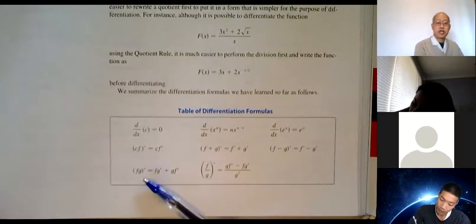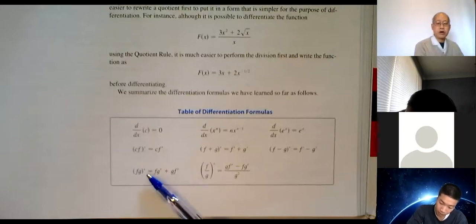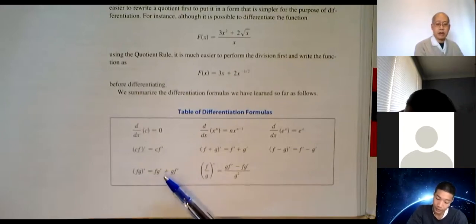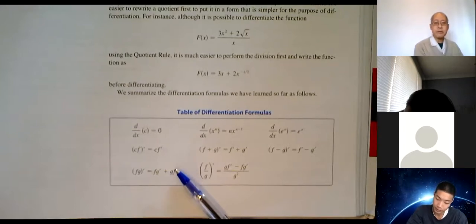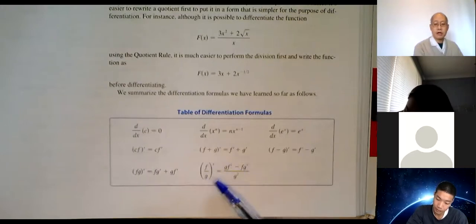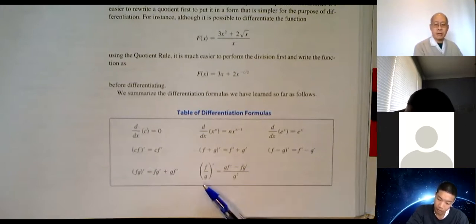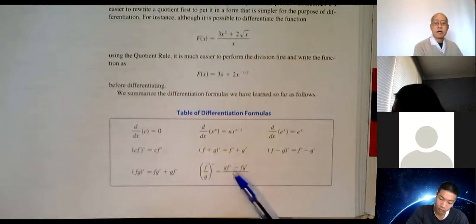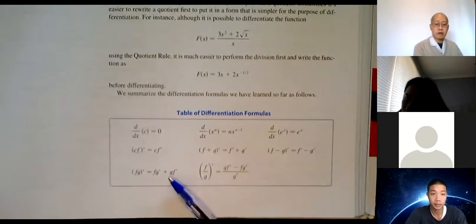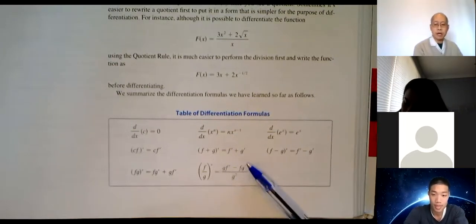But here we go. (fg)' is f g prime plus g f prime. In words, first times the derivative of the second plus the other way around, second times the derivative of the first. And in the quotient rule, (f over g)', it's the most complicated of all: g f prime minus f g prime, all over g squared. In words, the denominator times the derivative of the numerator minus the other way around. Notice for the product rule, it's a plus. For the quotient rule, it turns out to be a minus. Minus the numerator times the derivative of the denominator, all divided by the square of the denominator.